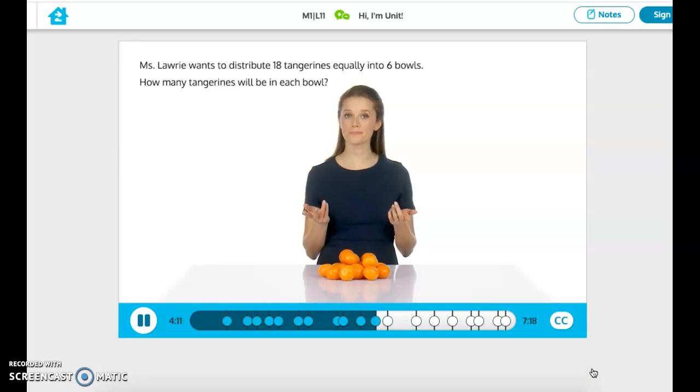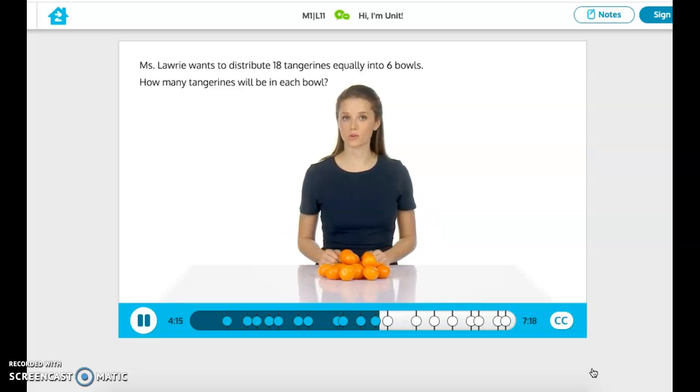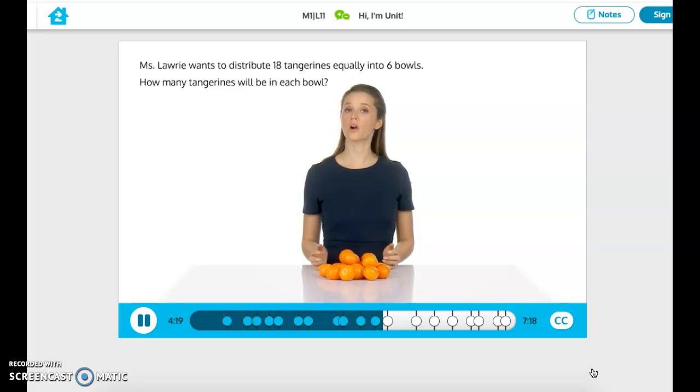Ready for another problem? I want to distribute 18 tangerines equally into 6 bowls. How many tangerines will be in each bowl? First, draw an array to represent 18 tangerines equally divided between 6 bowls.